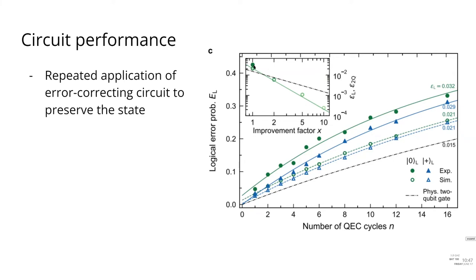But what they have shown on their device, the physical implementation, is this solid green dot, and the empty green dots are the simulations. So they show that if they improve their qubits 10 times, then the corresponding error that they will have would be like an order of magnitude smaller than if they didn't do any error correction. So we're at this point where we just need to have better gates to correct for our errors. And then we have our fault tolerant quantum computing.